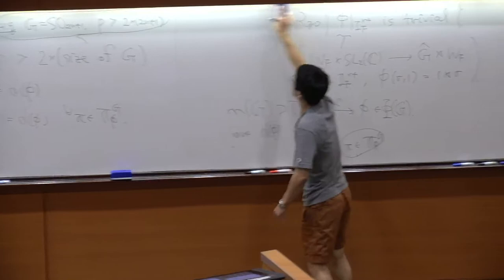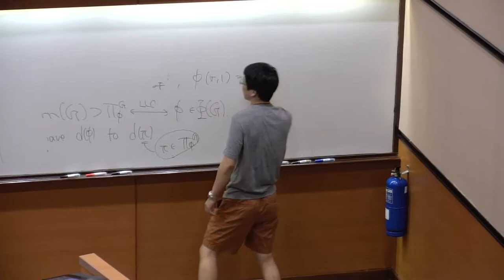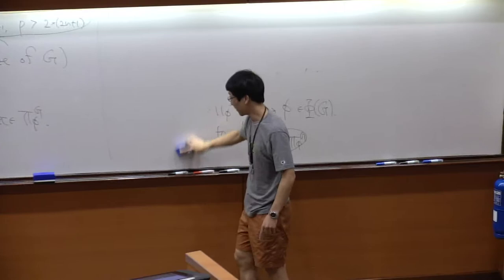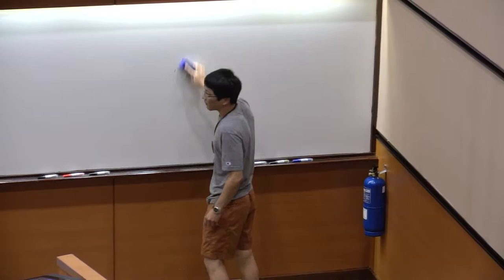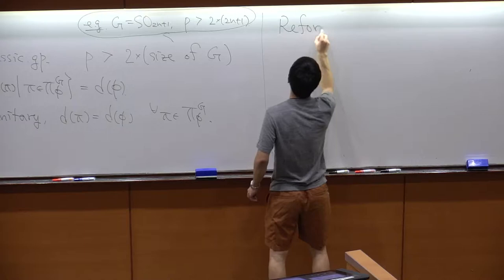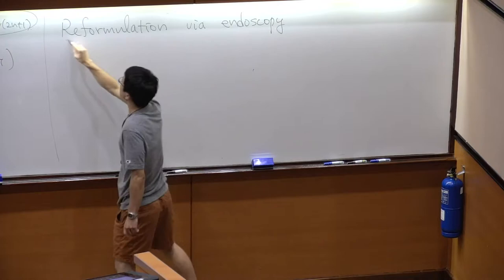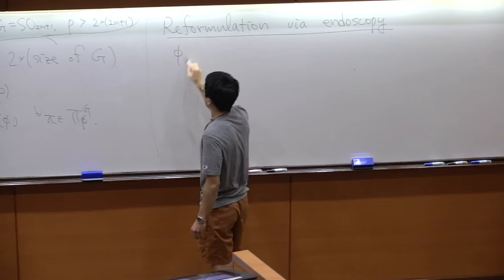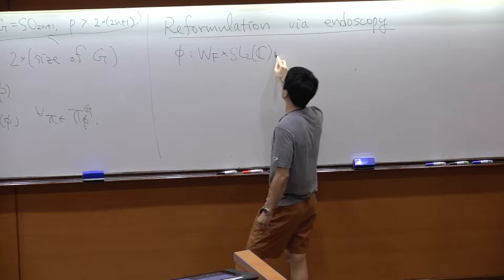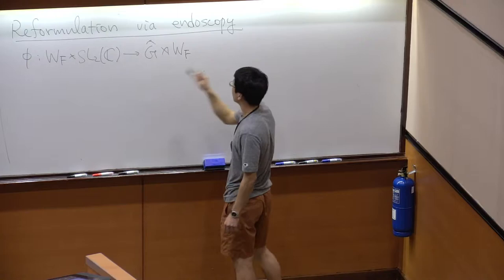And in the rest of my talk, I want to explain the outline of the proof of this result. But before it, I want to reformulate our problem and this result by using the theory of endoscopy. Namely, by using the theory of endoscopy, we can reduce this to a problem of endoscopic lifting. So we consider a reformulation by endoscopy. Here, please recall again that an L-parameter is a homomorphism from the Weil-Deligne group to G-hat semi-direct product the Weil group. And in the setting of our problem, we are considering such an L-parameter and corresponding L-packet.